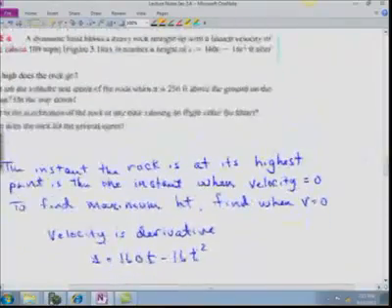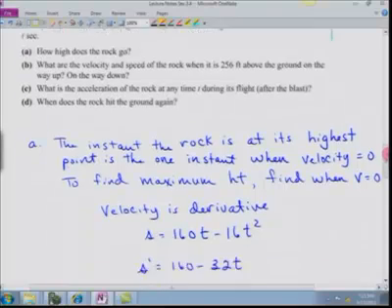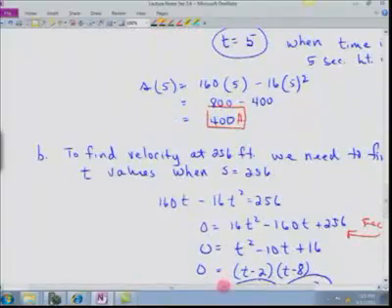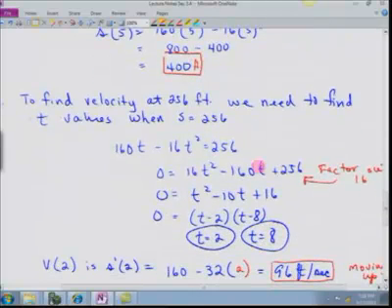Now, second question, and I'll go back so you can copy. What are the velocity and speed of the rock when it is 256 feet above the ground on the way up and on the way down? We need to find t values, time values, when the height is 256. So set the equation equal to 256 because this is height. Bring that 256 over, or bring everything else over.